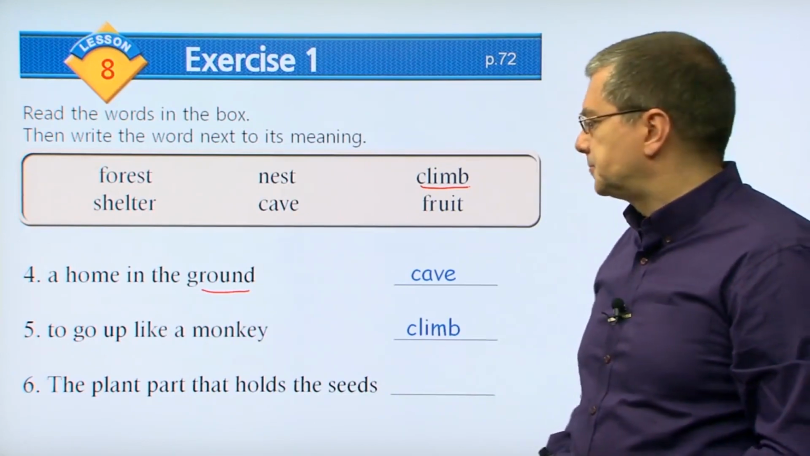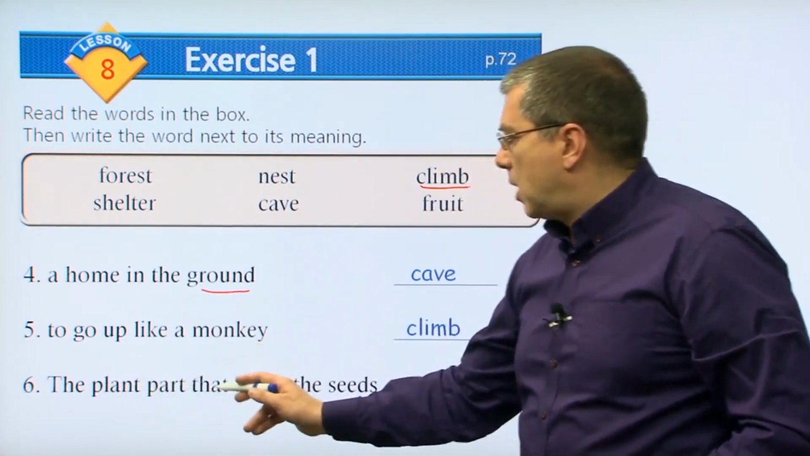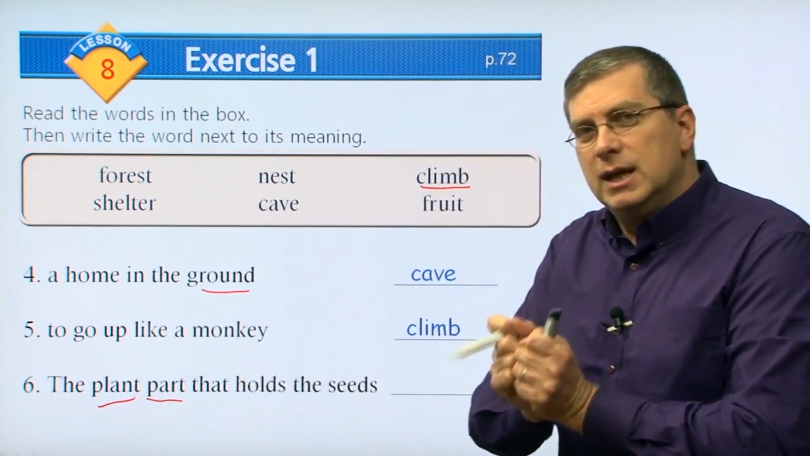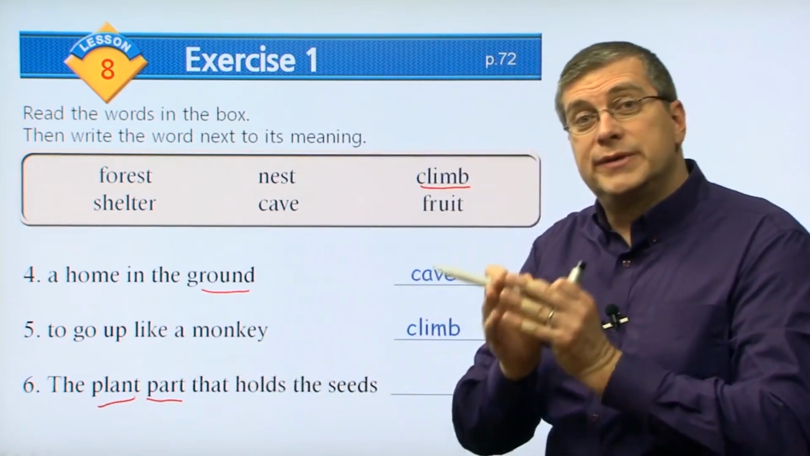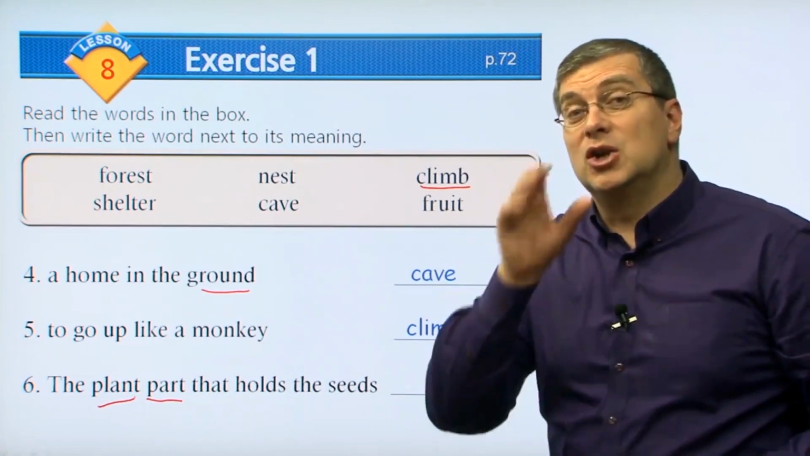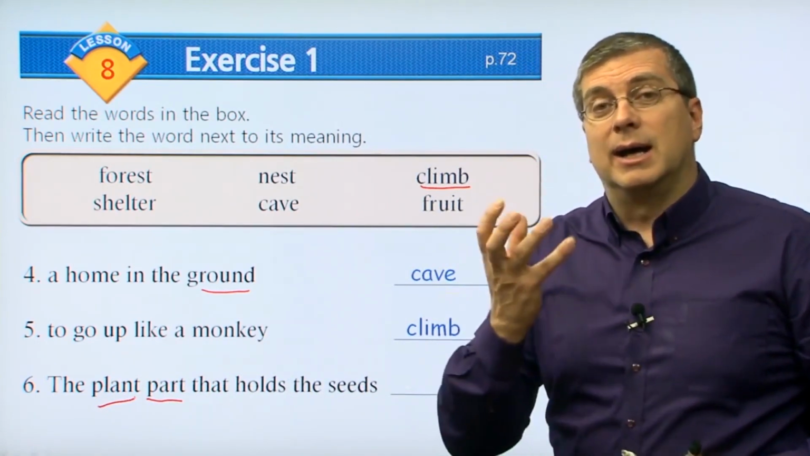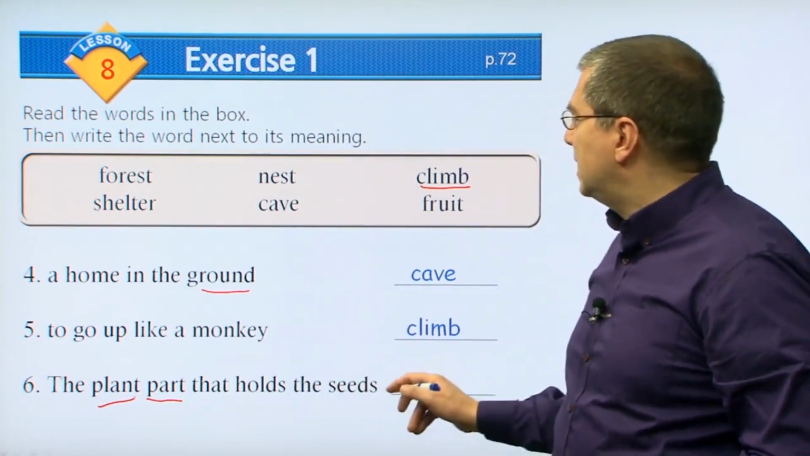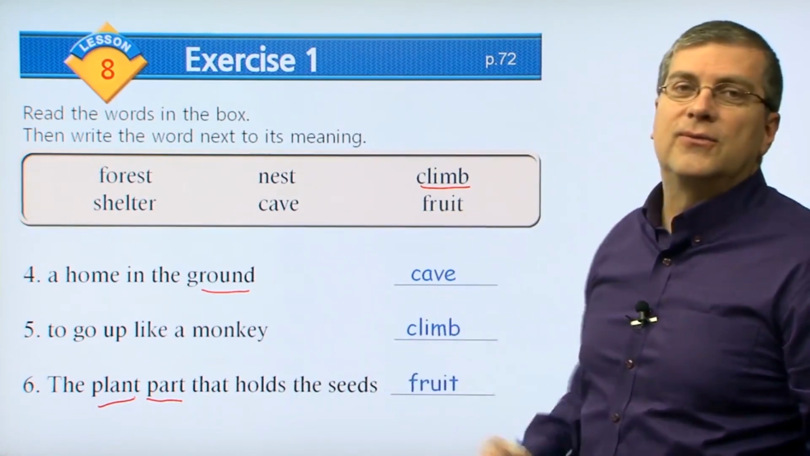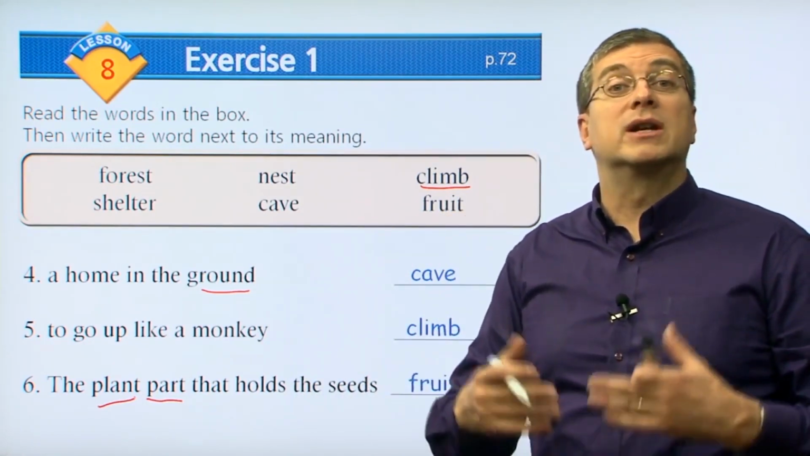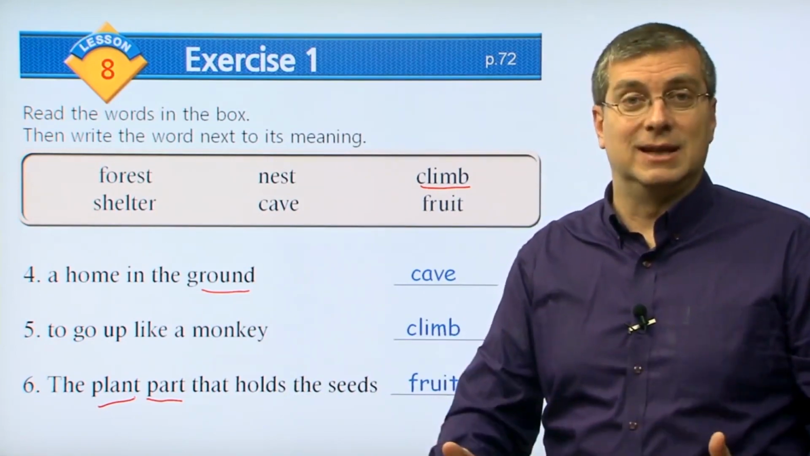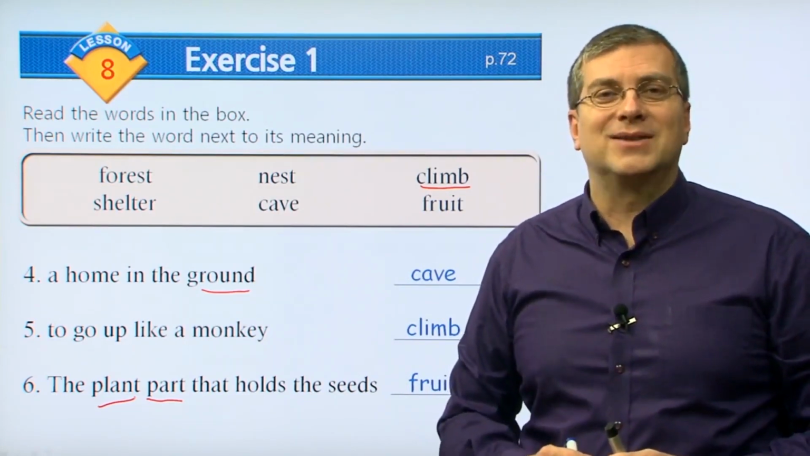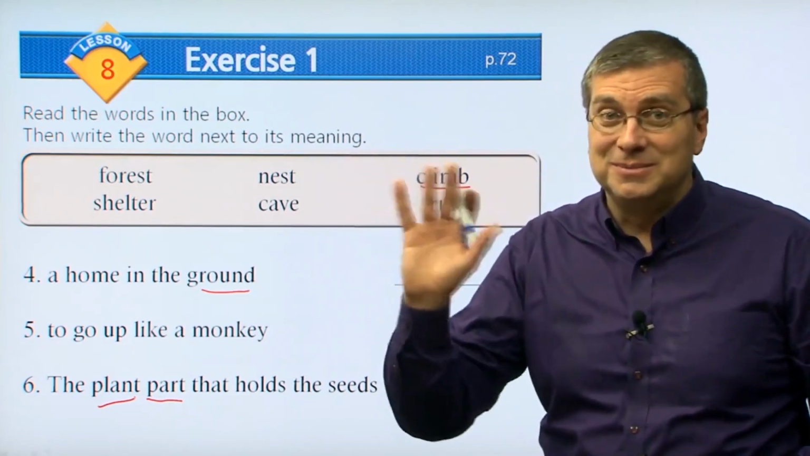So be very careful. Number six, the plant part. It's the part of a plant that holds the seeds inside. And usually they're good to eat, right? Like a banana, an apple, or watermelon. Usually this part is very good to eat. It holds the seeds. What is it? Of course, we're looking at fruit here. So fruit is the part of the plant that holds the seeds. Okay, good. Now let's take a short break and we're going to take a look at the reading passage next. So don't go away. See you soon.